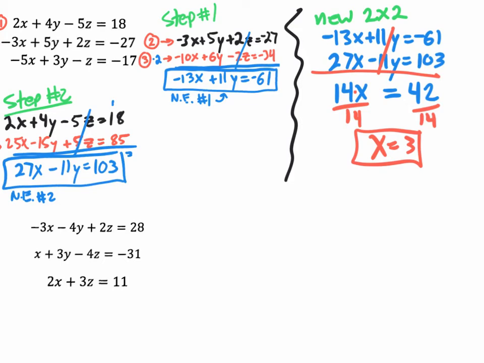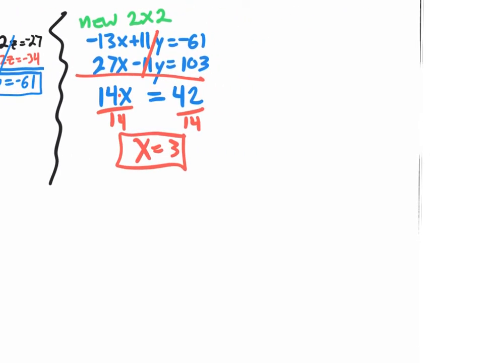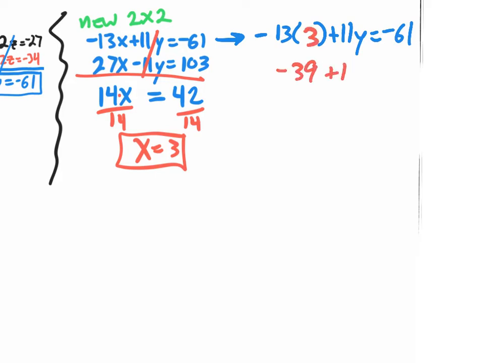So let's rewrite. Again, we're just focusing on this new 2x2 system. I'm going to rewrite this top equation, -13 times x plus 11y equals -61. That x value is 3. So we really have -39 plus 11y equals -61. And to get y by itself, we add 39. Add 39. We'll have 11y equaling, calculator time, -22.